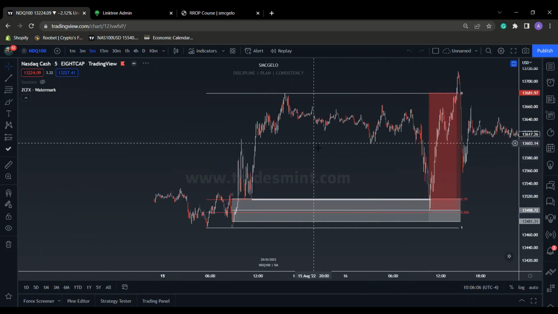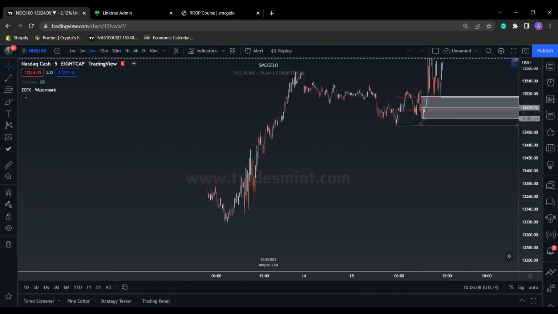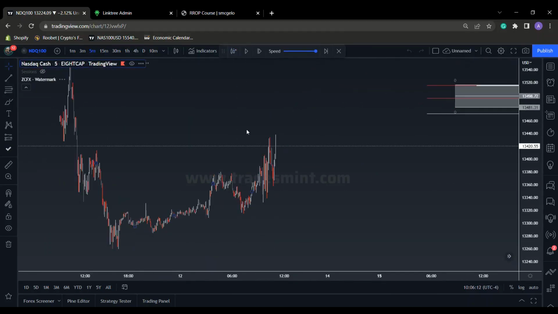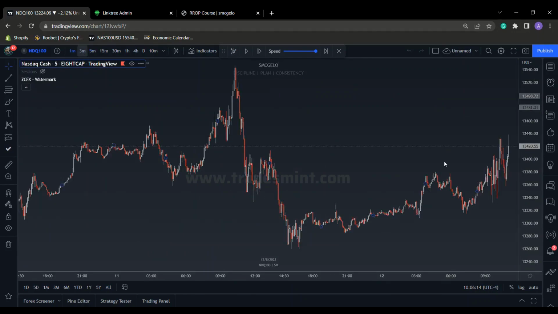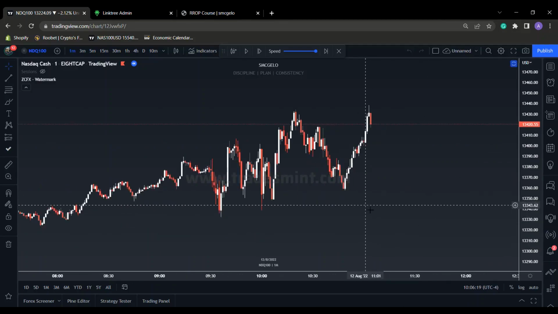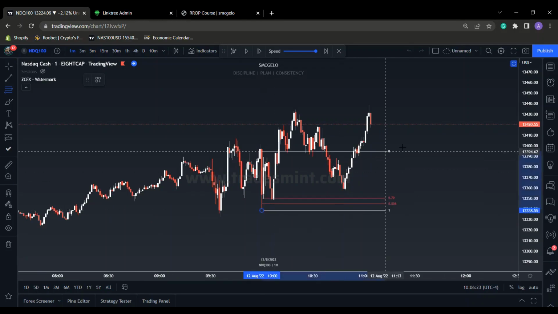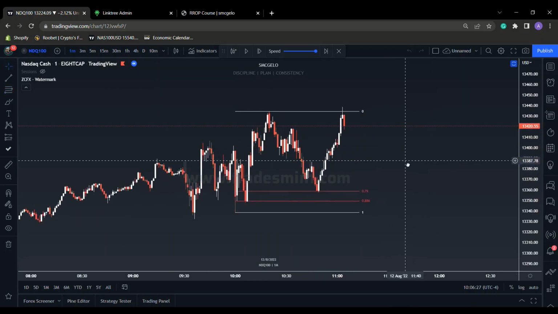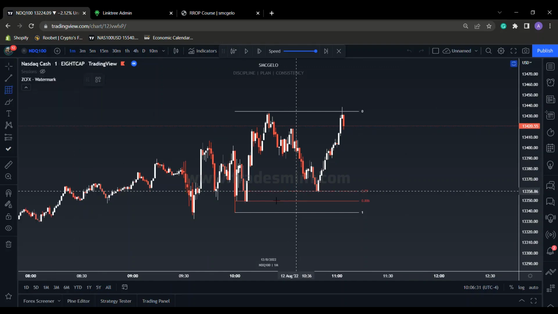So now I'll show you guys one more setup with the fib. Let's see. Okay. Boom. This was, I think, Monday. Had these buys marked up.